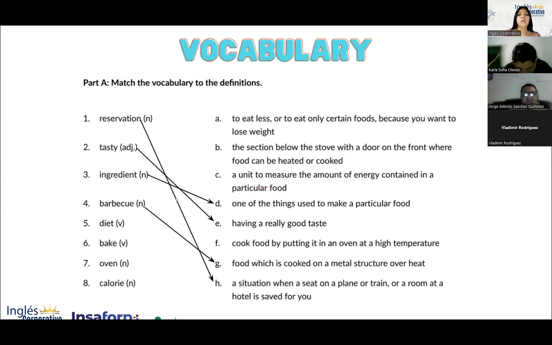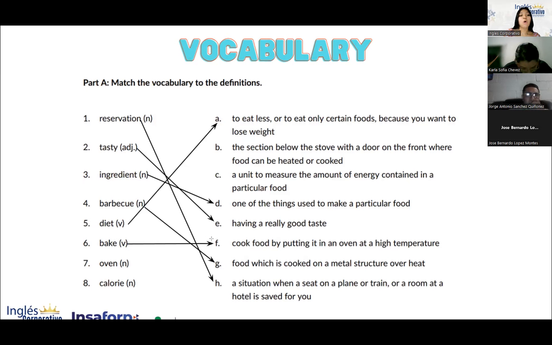Letter A. Okay, can you please read letter A? To eat less or to eat only certain foods because you want to lose weight. Yes, thank you, George. Number six, what is bake? Letter F. Okay. Cook food by putting it in an oven at a high temperature. Excellent. Yes, very good. Letter F.